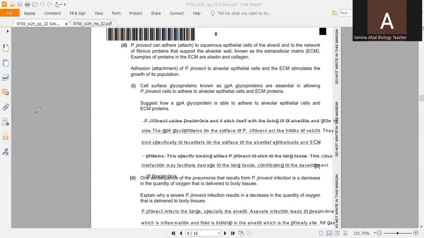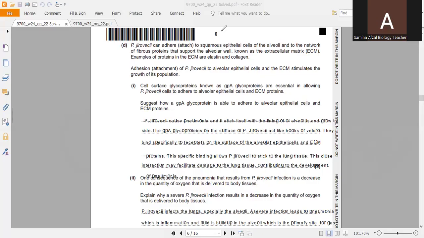Cell surface glycoproteins known as GPA glycoproteins are essential in allowing P. gyrovici cells to adhere to the alveolar epithelial cells and ECM proteins. Suggest how a GPA glycoprotein is able to adhere to alveolar epithelial cells and ECM proteins.